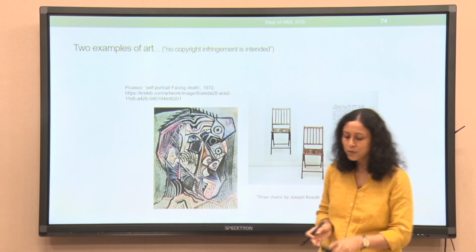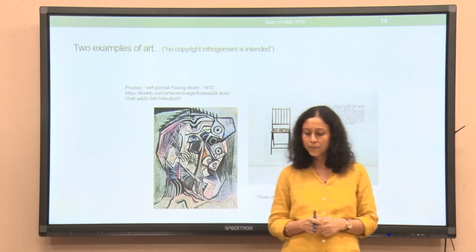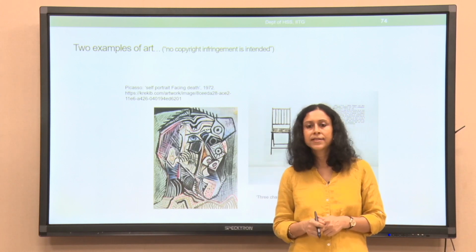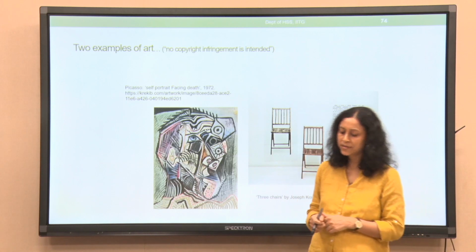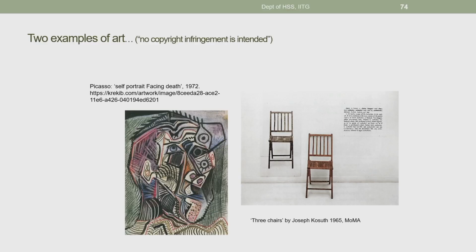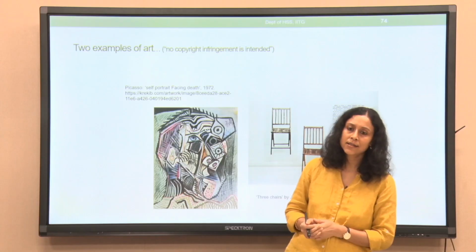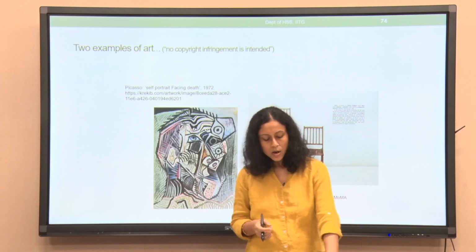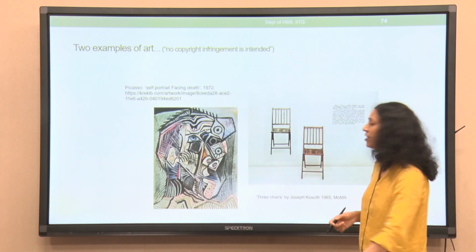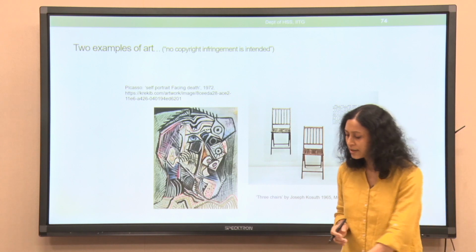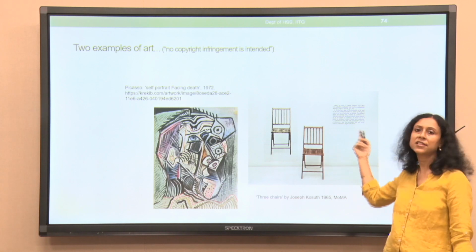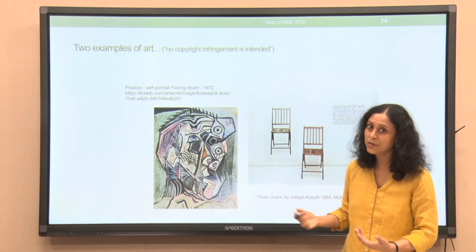So, if you look at these two types of output of art, the one on the left is Picasso's self-portrait facing death. This is what he painted just before his death. And on the other side you have this very famous work, it is not called a painting, it is sort of an installation. There is a picture of a chair. The name of the work is Three Chairs by Joseph Kosuth, and he calls it so: there is a real chair, there is a picture of a chair, and there is a dictionary definition of what a chair is. Now, this is also called art.